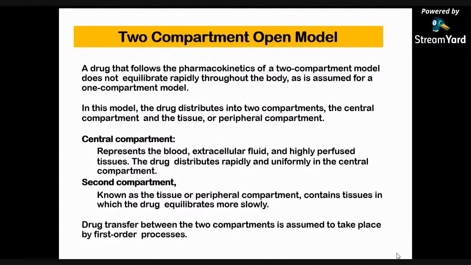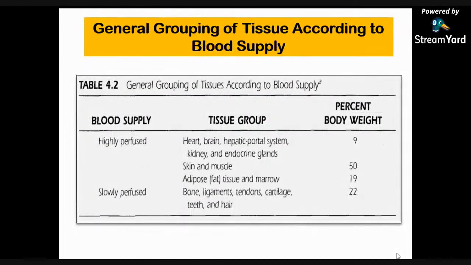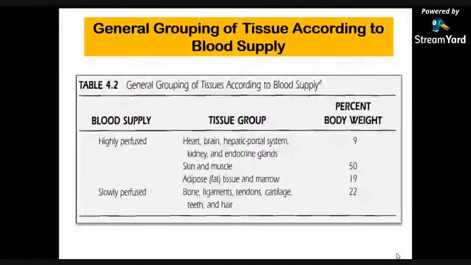Okay, let's move toward the next slide. Here is the general grouping of the tissues or different organs according to their blood supply. You can see three columns. The first is the blood supply, which may be highly perfused or slowly perfused. Then there are the different tissue groups or organ groups, and the tissues' percent body weight.